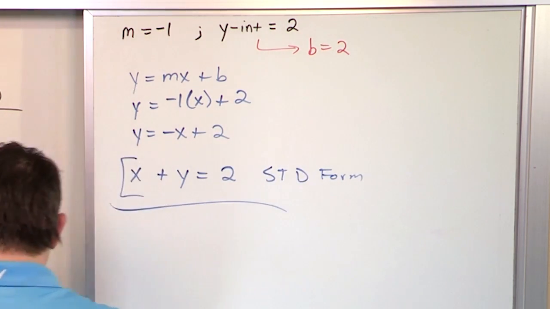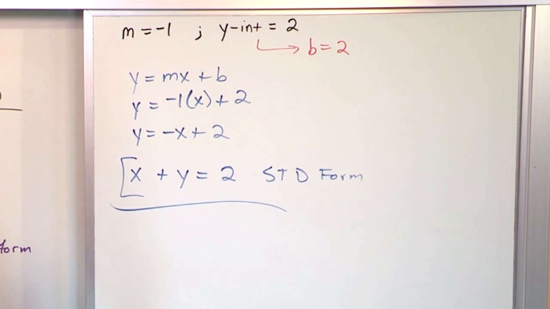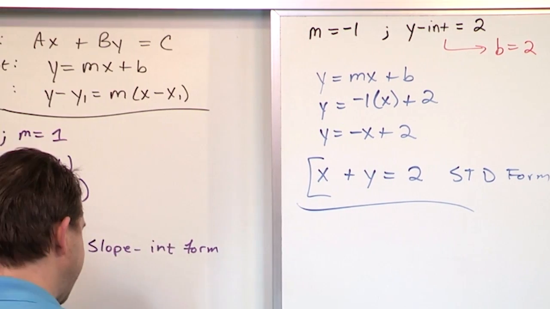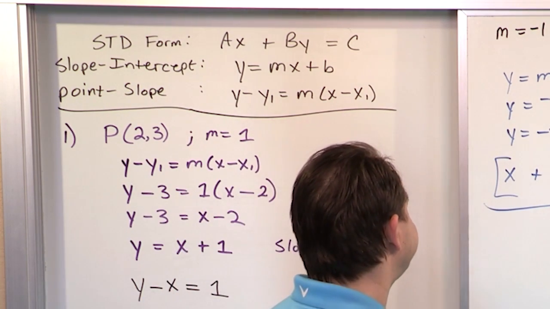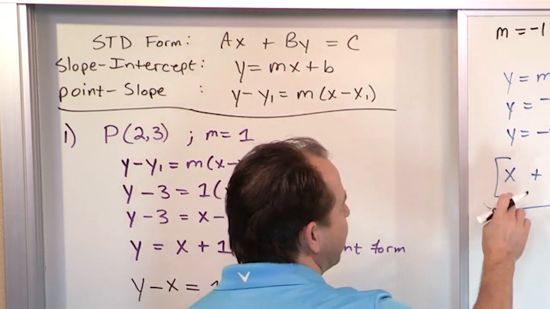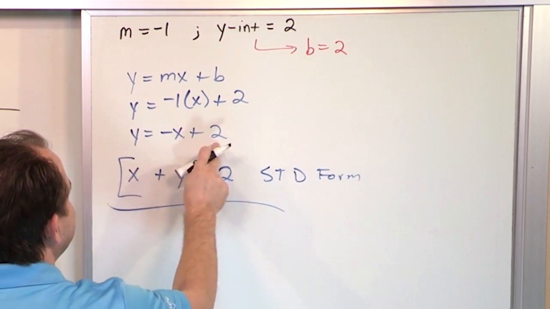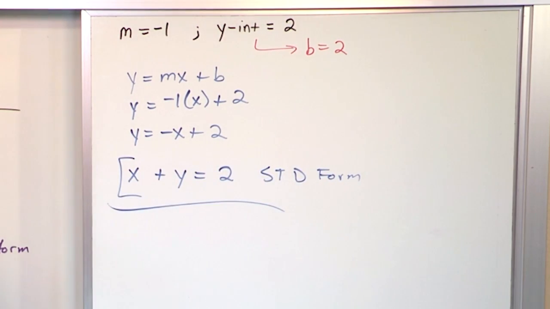These are very, very common types of test questions where you're given information and then you have to determine how to write the equation of the line yourself without being told, and then write it in standard form. Okay? But honestly, if I was going to graph it, I wouldn't even use standard form. I would just use this form up here because it's much easier to graph.